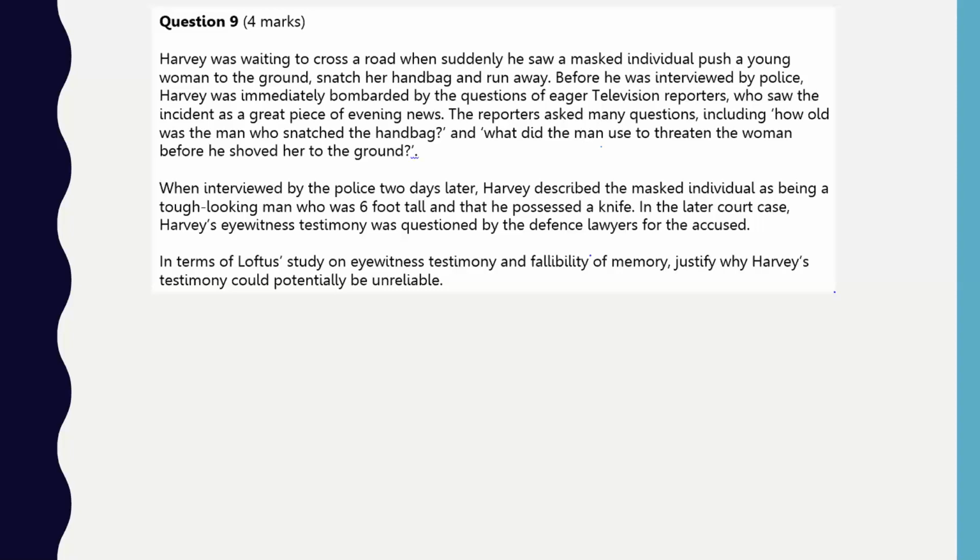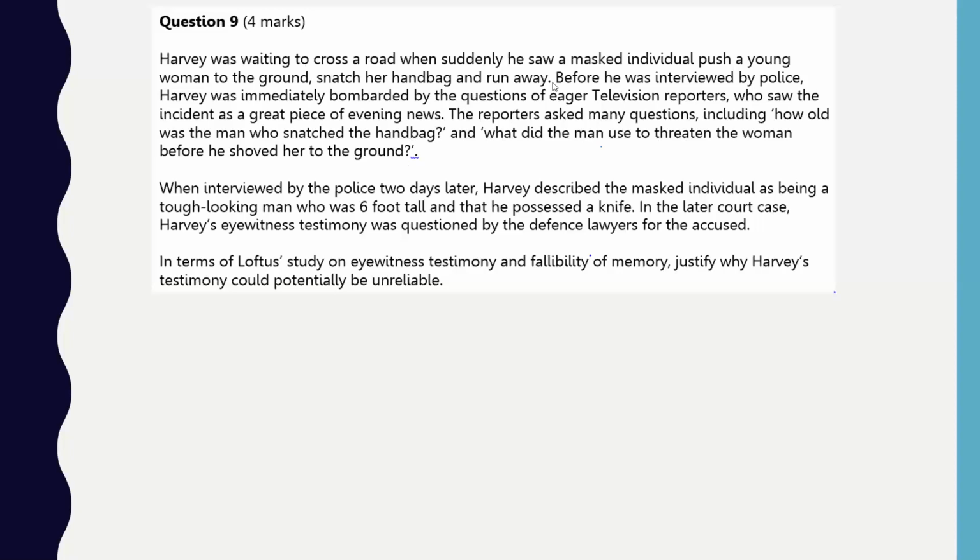In the later court case, Harvey's eyewitness testimony was questioned by the defense lawyers for the accused. In terms of Loftus's study on eyewitness testimony and fallibility of memory, justify why Harvey's testimony could potentially be unreliable. So obviously here, as soon as we see the questions, they are leading questions because they have set up Harvey to reconstruct his memory. And I'll tell you why.